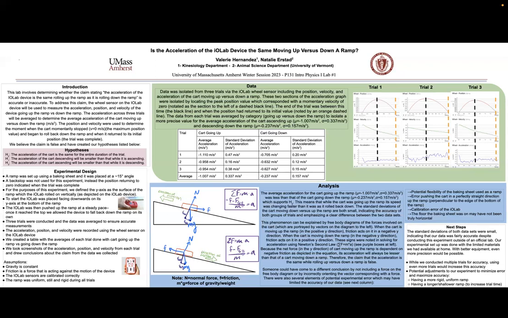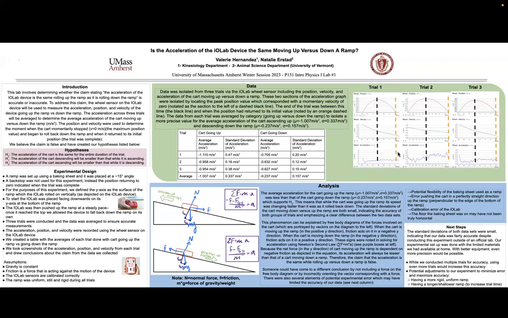Three trials were conducted, and the data was averaged to ensure accurate measurements. We did assume that gravity was constant, friction is a force acting against the motion of the device, that the sensors were accurately calibrated, and that the ramp was uniform, still, and rigid during all the trials. And then up here on the right, we have our data for all 3 of our trials.